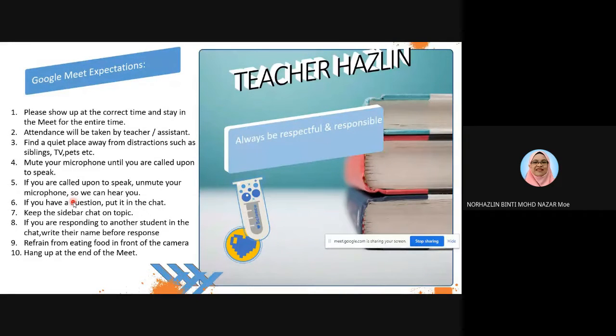Number six, if you have a question, put it in the chat. Tak nak terlalu banyak nonsense in the Google Meet. Any questions, you unmute and ask properly, or if you are shy, just type your question dekat chat bar.